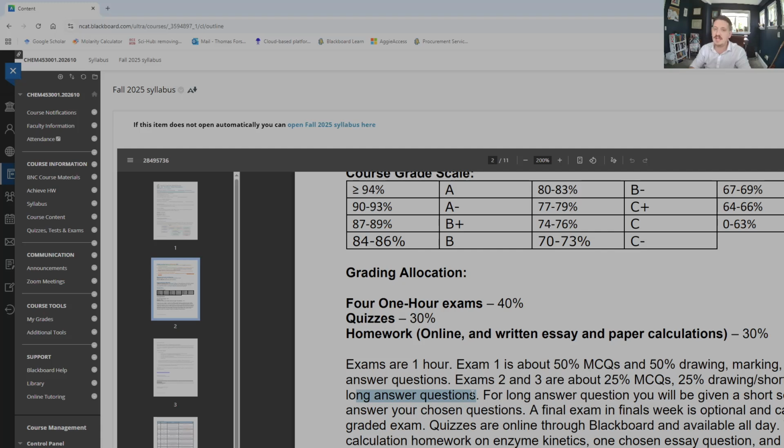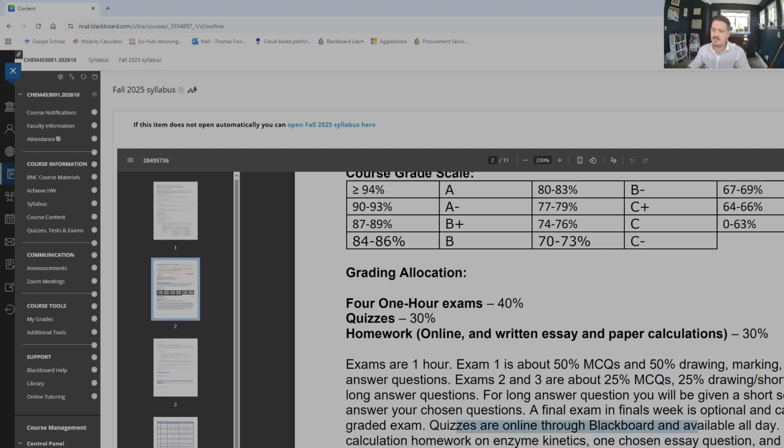So I do expect fairly good and complete answers, and I will be a little bit tough on the grading there. But the first time it happens, there's going to be a homework, you're going to get feedback, we're going to work together, and I want you to have good essay answers by the time the crunch time rolls around.